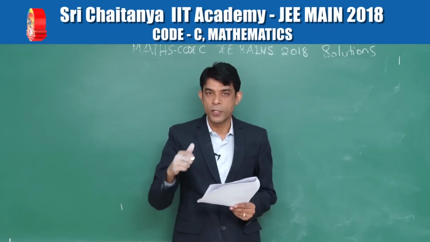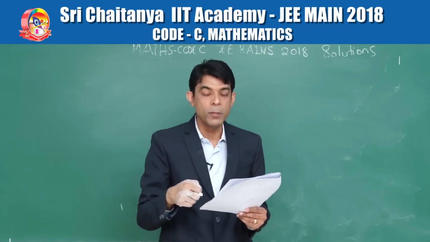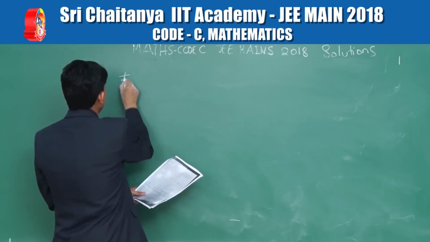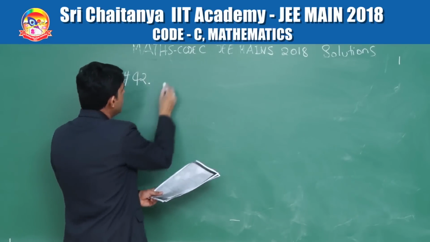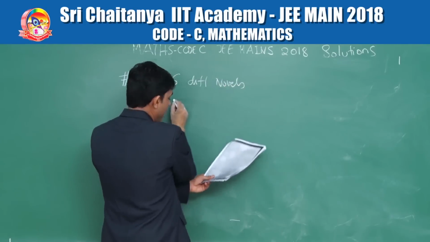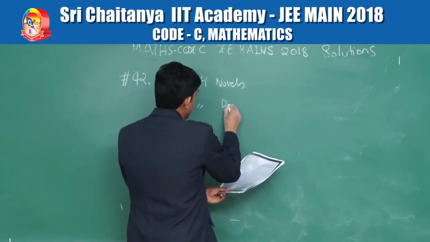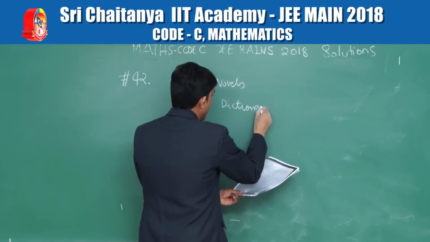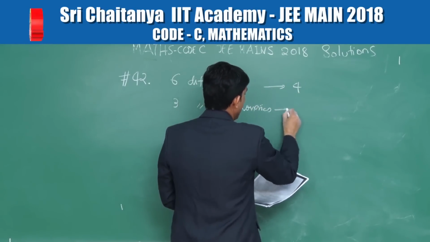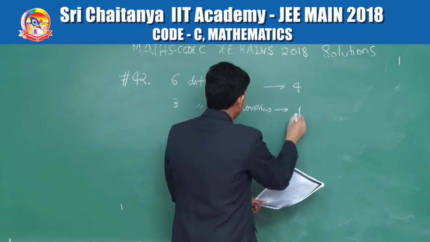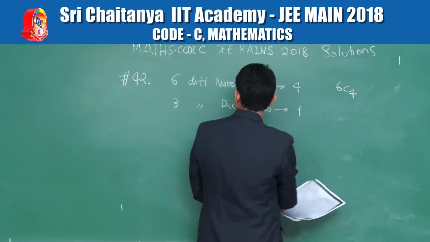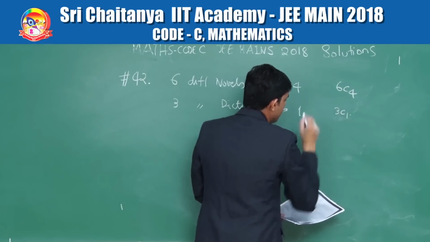Now let's go over to number 42. It's a question about a counting problem. It's pretty simple, should not be difficult. So let's do number 42. You have got 6 different novels, and you have got 3 different dictionaries. You are supposed to choose 4 out of 6, and you are supposed to choose 1 out of 3. So this can be done in 6C4 ways. This can be done in 3C1 ways.